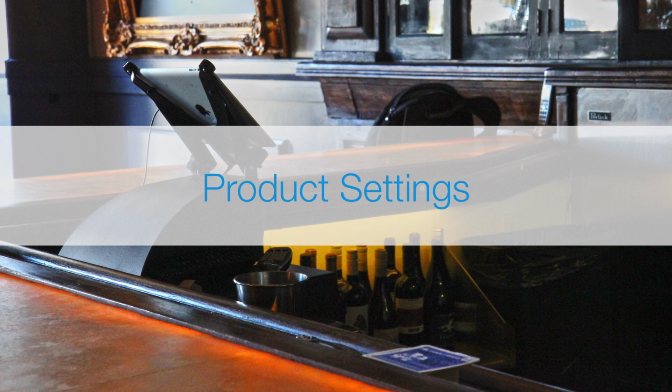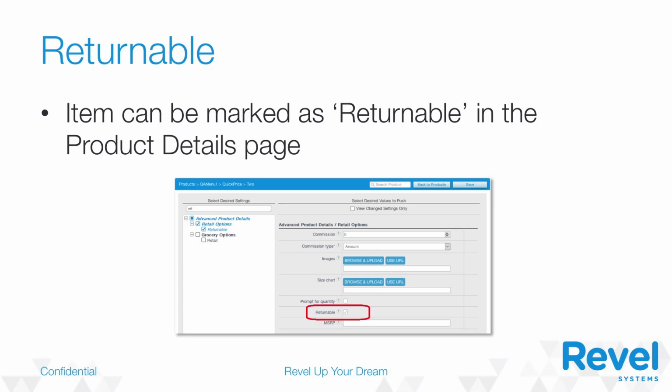All right, moving into product settings. We have a new feature here where an item can be marked as returnable in the product's details page. So you actually have to go into an individual product here, into advanced product details. And one thing to note here is items not marked as returnable will cause a "this item cannot be returned" error message on the POS. And this will affect returns, exchanges, and receiptless returns, which I will cover in just a couple more slides here.